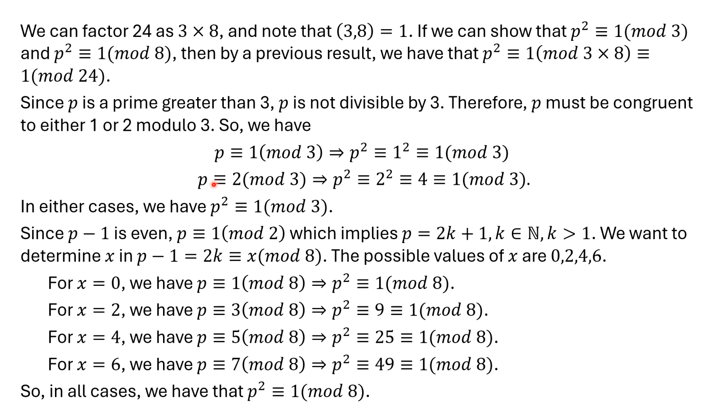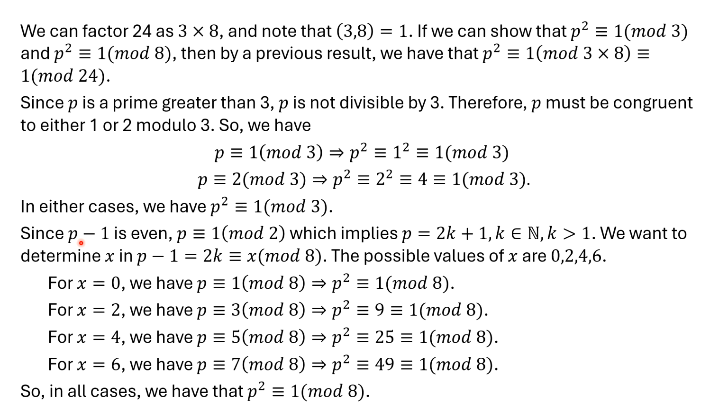Then if P is congruent to 2 mod 3, we can square both sides, and we get 4 here, and that's just the same as 1 mod 3. So either way, P squared is congruent to 1 mod 3. So that proves this case. Now we need to look at this case.